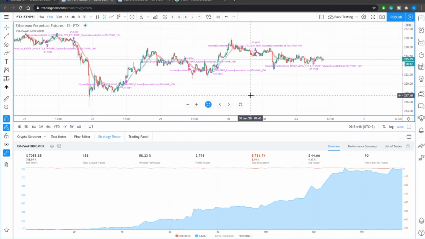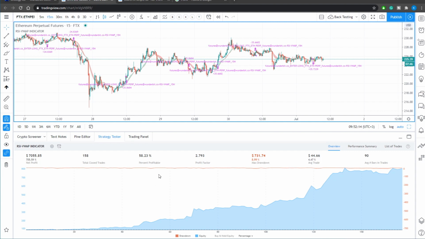So what we did, we used this strategy for Ethereum perpetual contract on FTX using the 15-minute time frame, and this is the backtest result that you can see in front of you. The net profit is just above 700%. The max drawdown is almost 9%, and average trade is around 4.47%.